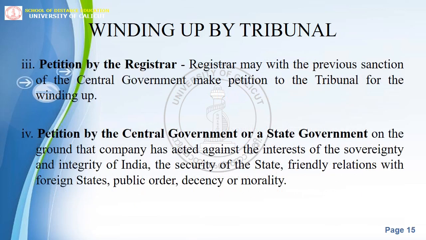Another mode of winding up by tribunal is a petition by the registrar. Here the registrar may, with the previous sanction of the central government, make a petition to the tribunal for winding up. And lastly, the petition by the central government or the state government. It happens on the ground that the company has acted against the interests of the sovereignty and integrity of India, the security of the state, friendly relations with foreign states, public order, morality, etc.